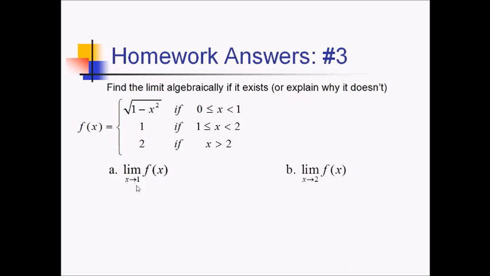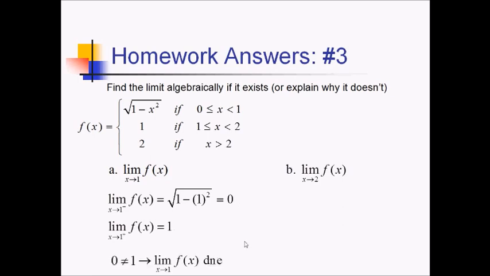Let's start with x approaching 1. So as we approach 1 from the left, we're using this before rule for 1. So we're just plugging 1 into the radical 1 minus x squared. So that's radical 1 minus 1 squared. That's just the square root of 0, which is 0. Now taking a look at the right side limit at 1, that's using this second rule here, the after rule for 1, which always returns a constant value of 1. Since 0 and 1 do not match up, that means our two-sided limit at 1 does not exist.